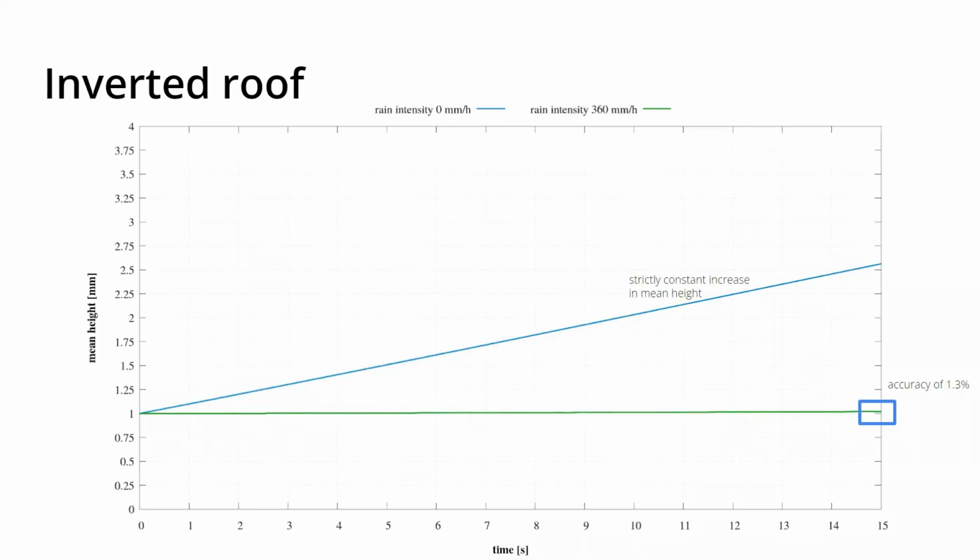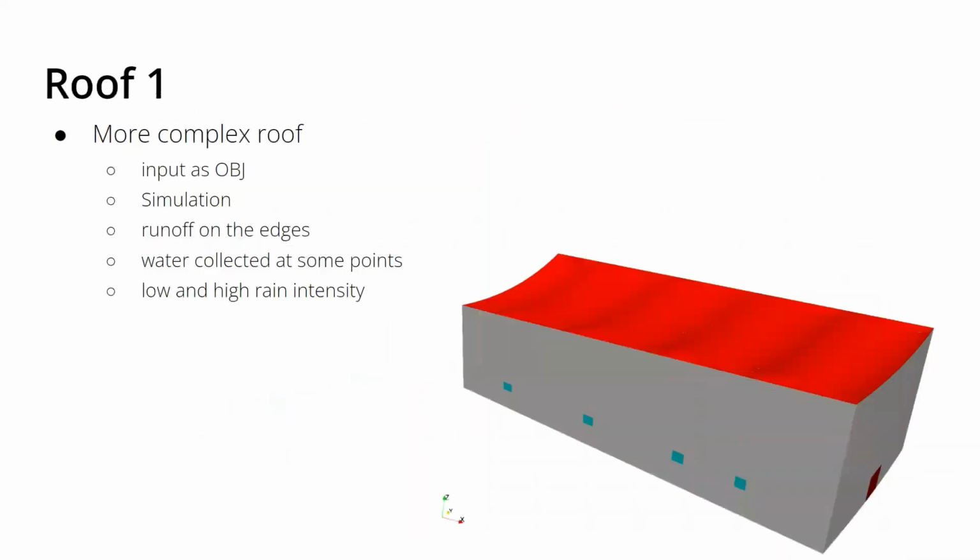And here I show you the mean. So if you integrate over the entire roof, then without rain, the curve, the mean height, remains constant, which means that the equations are solved correctly. And then if you switch on a rain with a certain rain intensity, then there is a linear increase of rain quantity on that inverted roof. So here, nothing is leaving the roof.